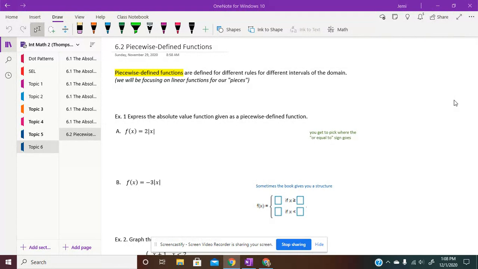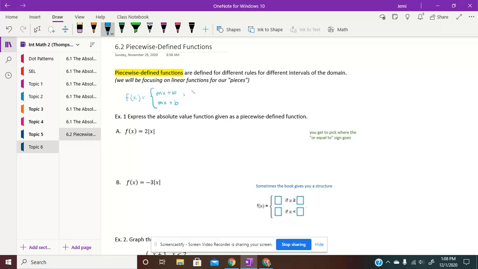Piecewise defined functions are defined by different rules for different intervals of the domain, okay? So we're going to be focusing on linear functions for our pieces, which will make this a bit easier as we go through. The structure is going to look like this. I have f of x is equal to, but instead of having one function, I have two functions in this system. These will definitely be different functions.